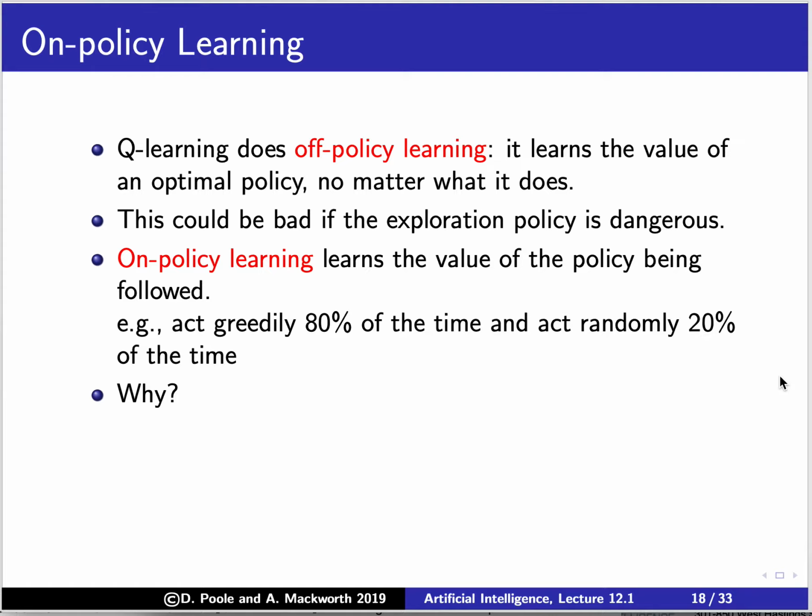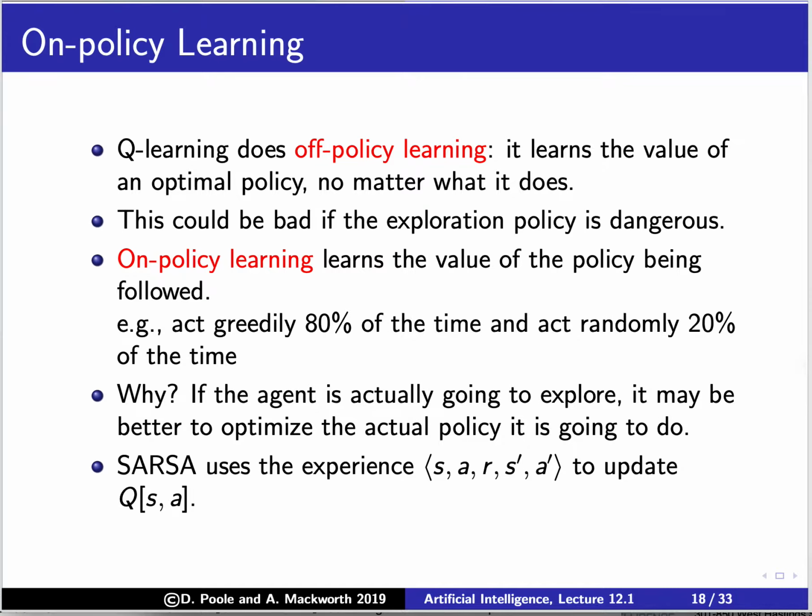The reason why you want to do on-policy learning is because it's the policy that you're going to do. So that's actually the one you want to optimize. You don't want to find the best policy. You want to find the policy that the agent's actually carrying out. So if the agent's going to explore, it may be better to optimize the actual policy that it's going to do.